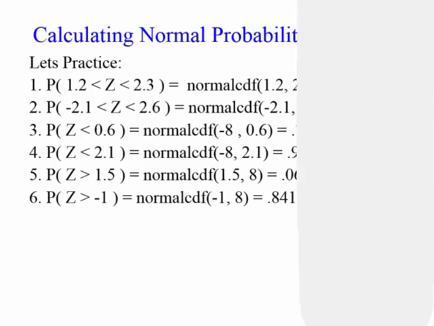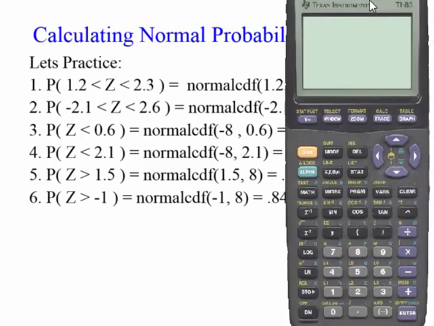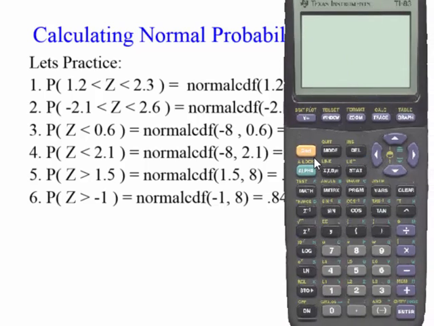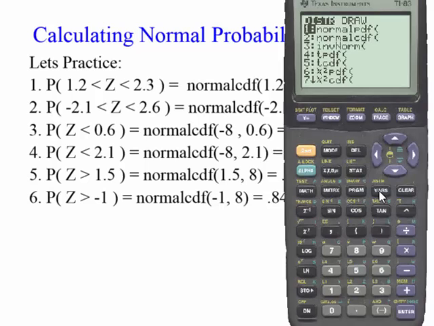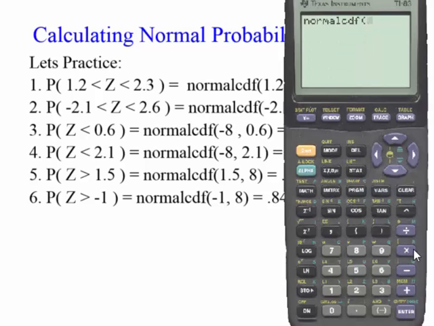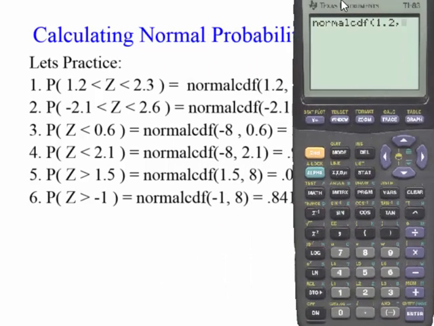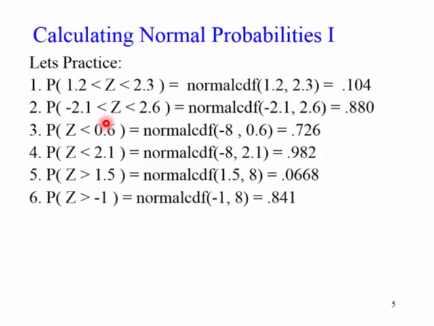Okay, so how do we do that? Well, we can just go 2nd, distribution. We go down to normal CDF, and we type in 1.2, comma, we hit the comma button, and all the way to 2.3, close parenthesis, and enter, and we get 0.104. You can try it for this one.